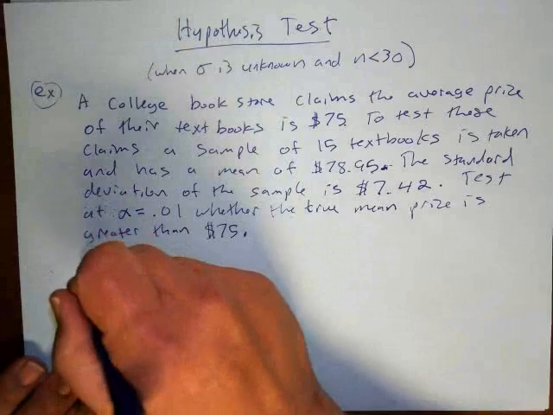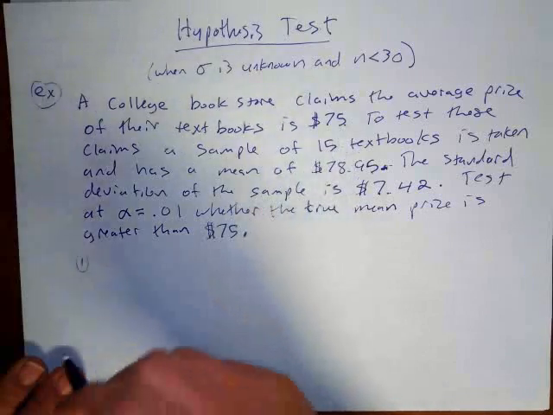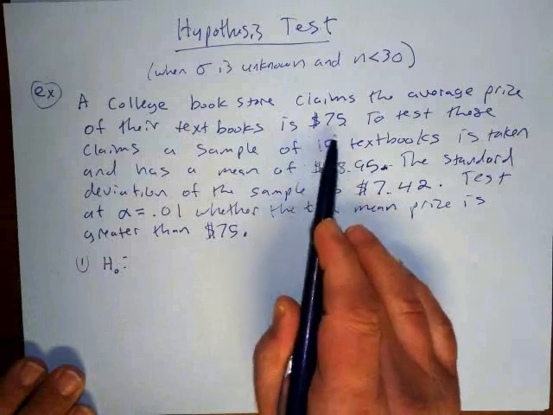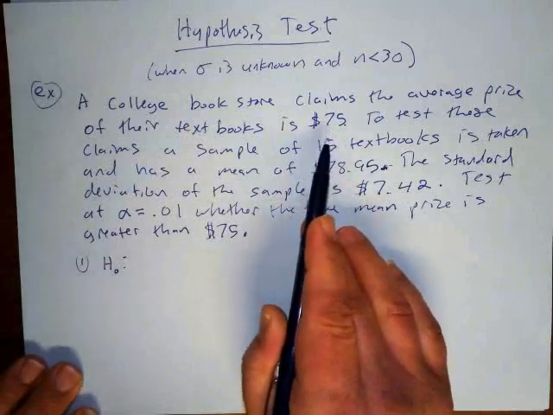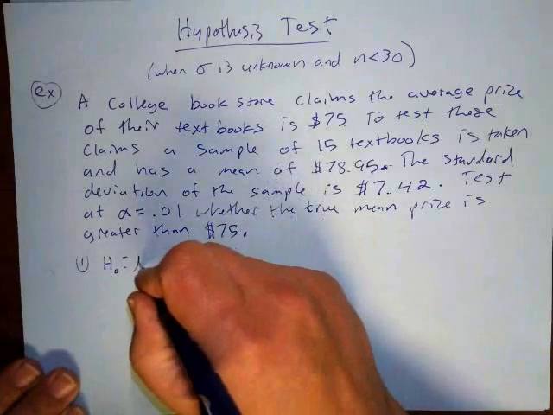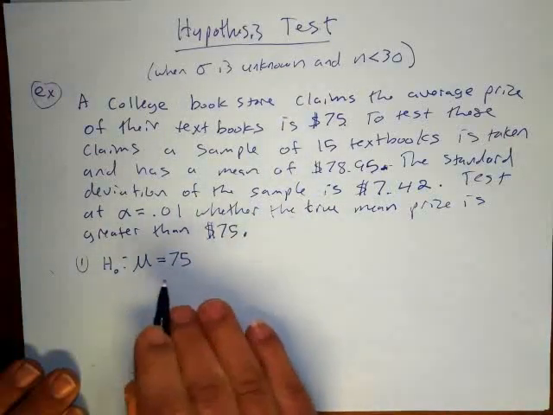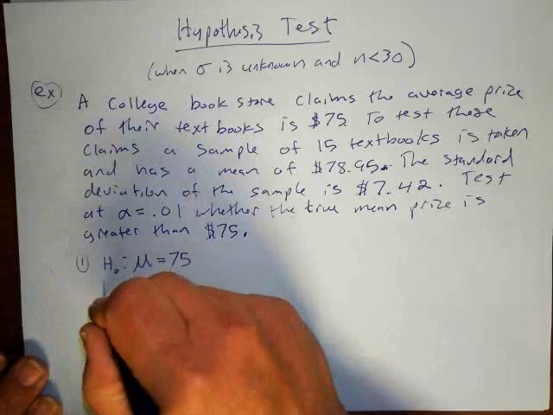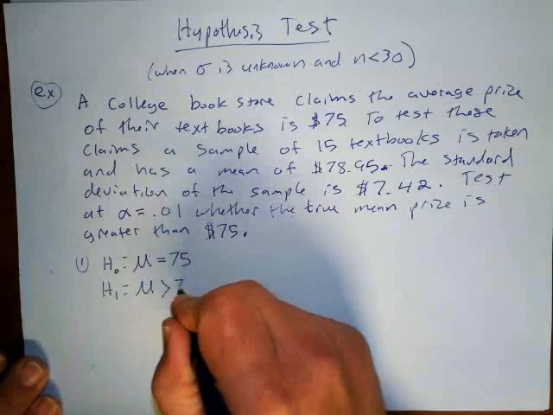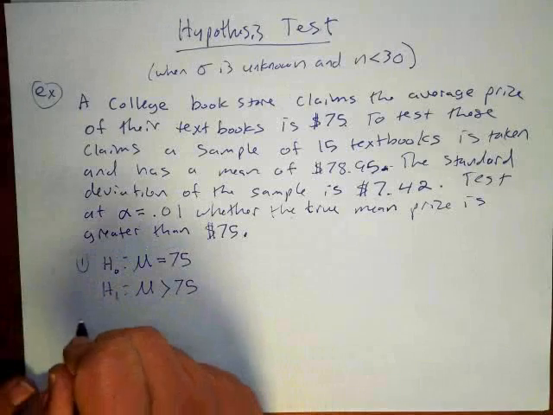The hypothesized mean is this $75. We don't know what the true mean price is, but the bookstore claims that it's $75, and we want to test to see if maybe the true mean is greater than 75. So the null says the true mean is equal to the hypothesized mean. There's no difference. It's the same. And the alternative is, no, I think that the true mean is greater than 75. So that means this is a right-tailed test.